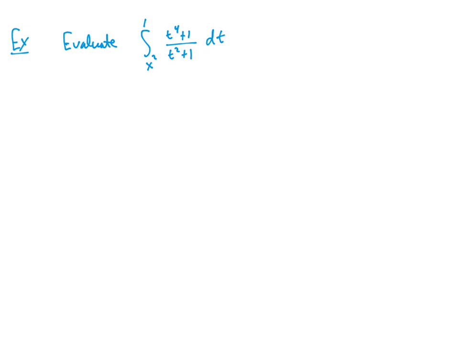Okay, let's look at a second example. Evaluate the integral from x squared to 1 of (t to the fourth plus 1) over (t squared plus 1) dt. Now, the fundamental theorem of calculus tells us that we need this upper bound to be a function of x, and we need the lower bound to be a constant. So one of our rules or properties of definite integrals is that we can reverse the limits of integration. So we can flip the bounds here. So the lower bound and the upper bound switch positions. And what that does is that negates whatever the integrand was.